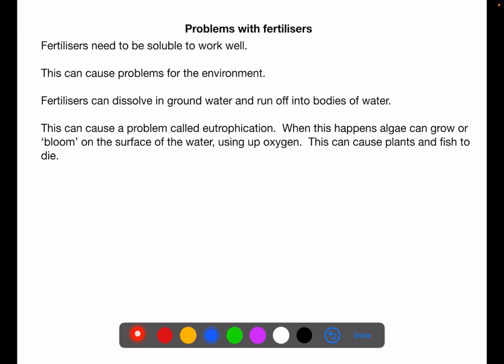This can cause a problem which is called eutrophication. When this happens, algae can grow or bloom. This means it forms on the surface of the water and uses up the oxygen in the water. By doing this, the plants which are submerged in the water and live under the water, and fish, then don't have oxygen and will die.